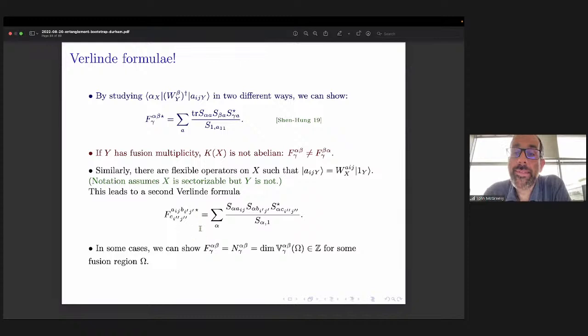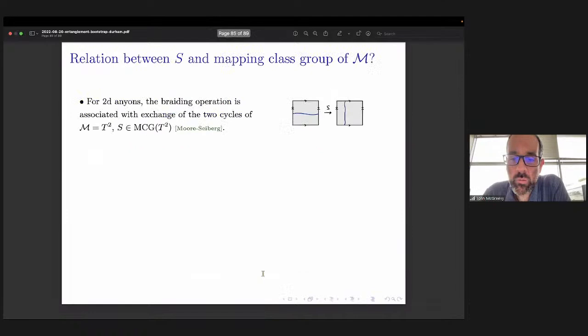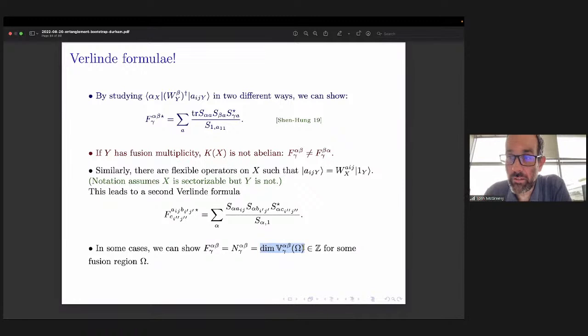In some cases, we can show that these structure constants F, which a priori there's no reason to be positive integers, are related to the dimensions of some fusion space, which is the more familiar version of the Verlinde formula, where the thing on this side of the equation is the dimension of some fusion space. Only in some cases can we show that. We can't show that yet from the definition of pairing manifold.